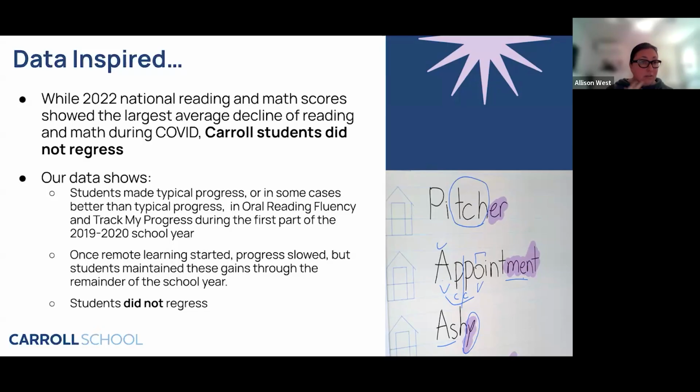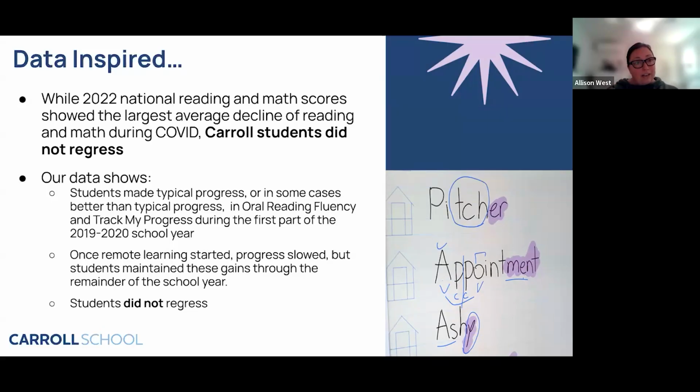And so we looked into that and we really dug deep. And our data was very promising. Our students made typical and actually in some cases better than typical progress in both oral reading fluency and on measures of Track My Progress. Now, while our data did show that the rate of progress did slow as we moved into remote learning, our students on average maintained skills and most importantly did not regress.